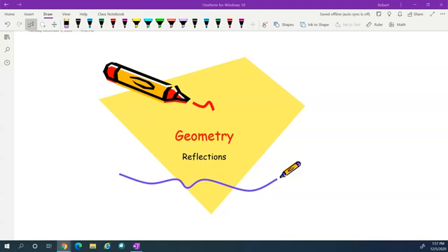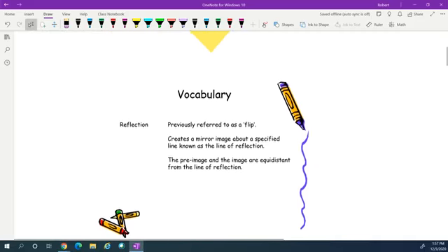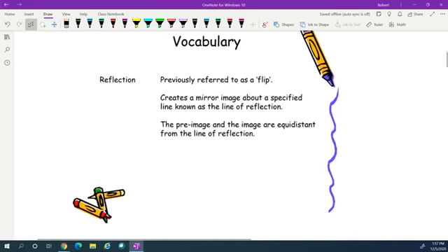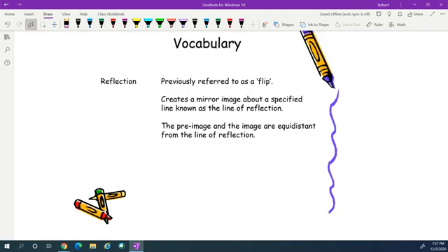All right, guys. Well, we're back with our next type of transformation, and we're going to focus on reflections. So let's jump right into it. A reflection might have previously been called a flip.